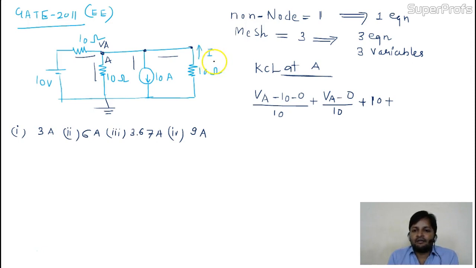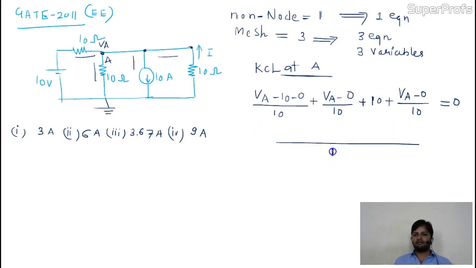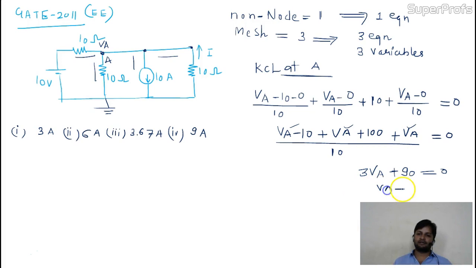Now don't consider this I, because this is the variable, and I need the value of I only. So I can write (VA minus 0) by 10 equal to 0. Now see, friends, you have only one equation and only one unknown. By this equation we can find it. LCM is 10. VA minus 10 plus VA plus 100 plus VA equal to 0. Any problem yet? Good. So 3VA plus 90 equal to 0. So VA is minus 30.